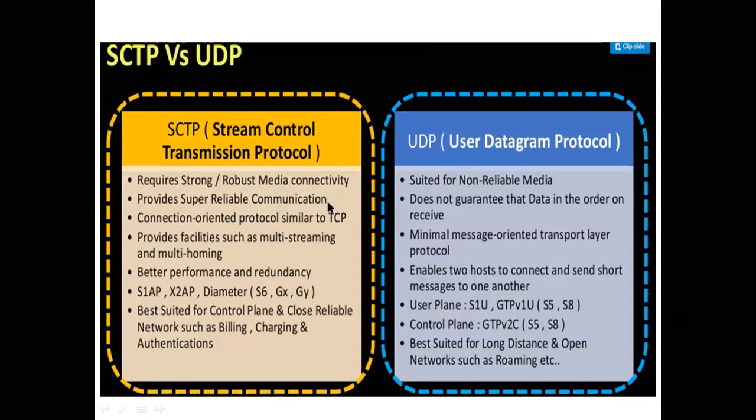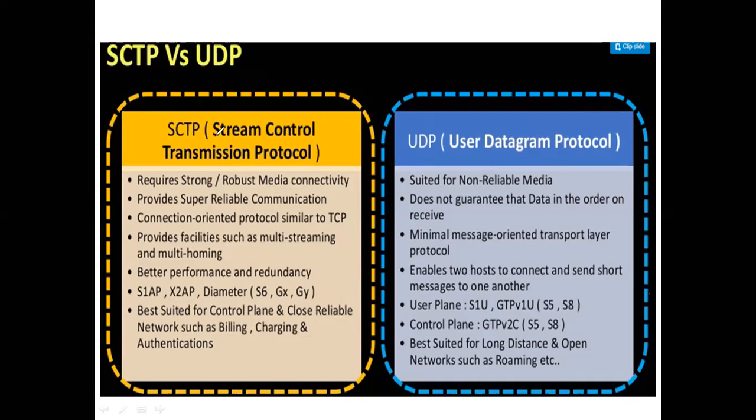Okay, so here the difference is there for SCTP and UDP. SCTP means Stream Control Transmission Protocol. So what is the benefit and when are we using this? SCTP is used where strong and robust connectivity is required, and it provides super reliable communication. It is a connection-oriented protocol similar to TCP. Both protocols are the same, connection-oriented.